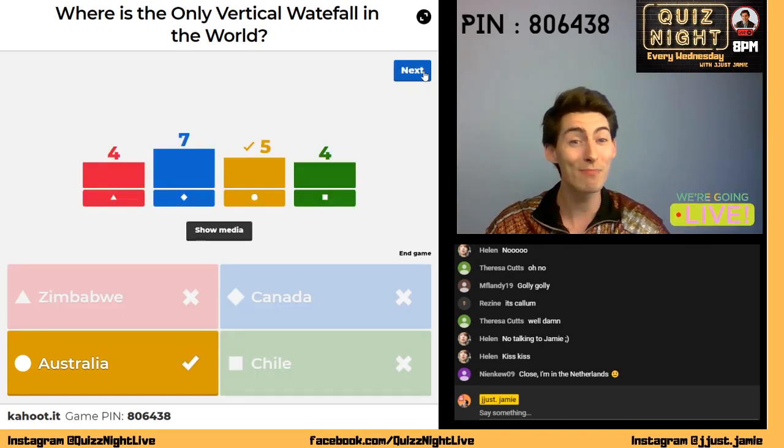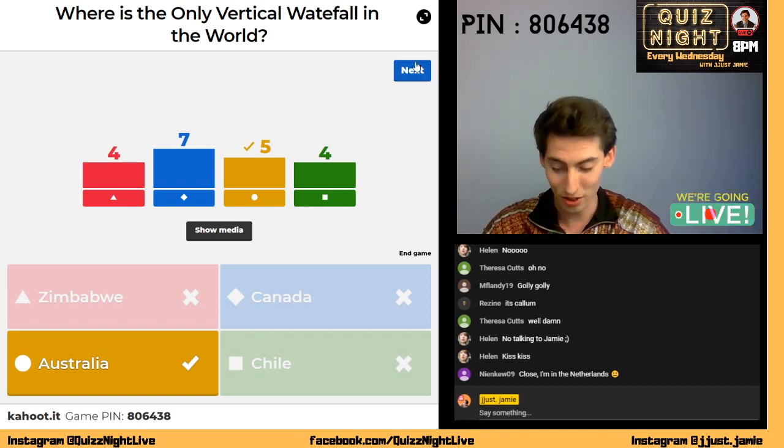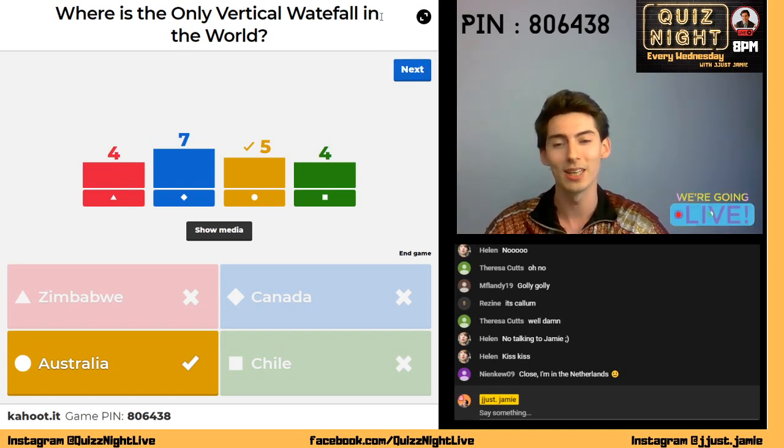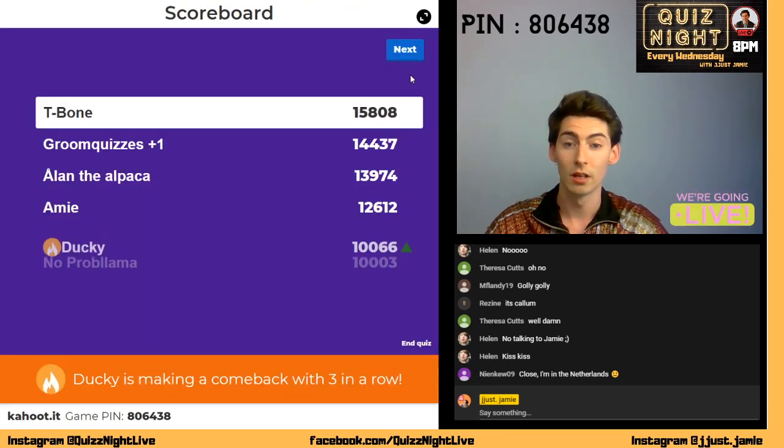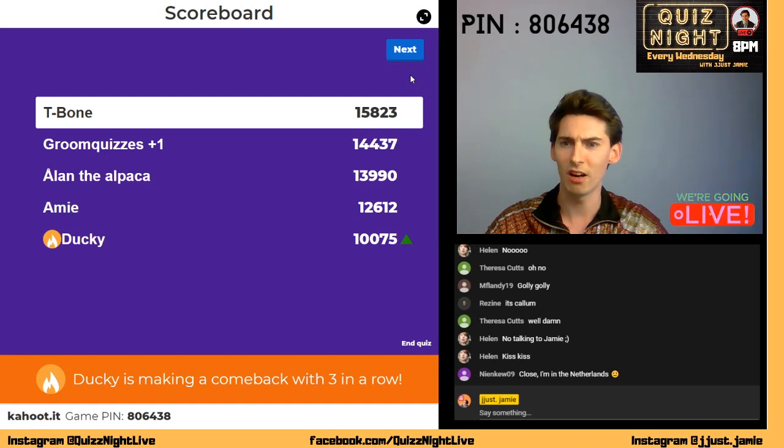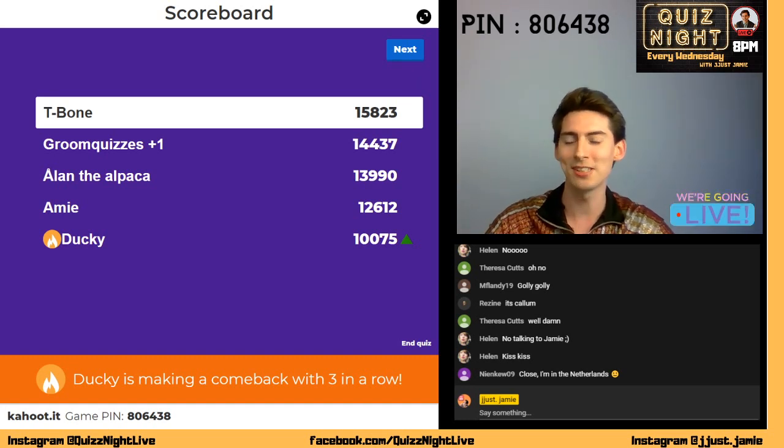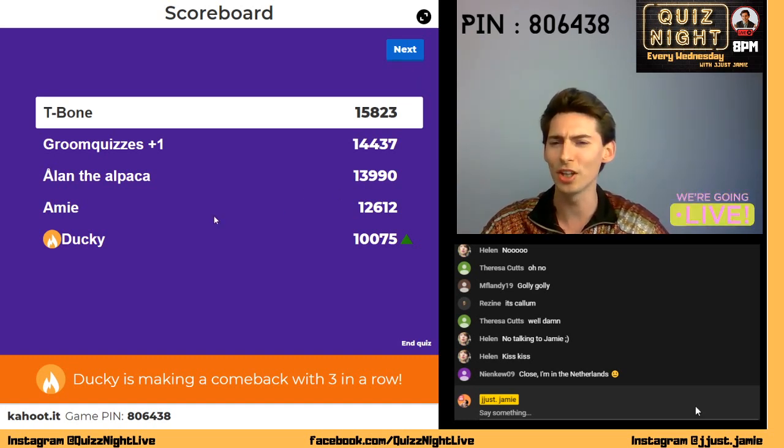It was Australia, and that picture was taken by me. I visited them. It's really cool tourist attraction there in the Kimberleys of WA. So let's have a look at the 5 of you that got that right. Grimm's Quizzes, you didn't get that right. Interesting. Okay, Ducky, welcome to the top 5. 3 in a row. Nice to see you up here. Nice to see new faces. Amy, you're in the top 5. Both people that have never been in here before. This is exciting. Okay, next question.